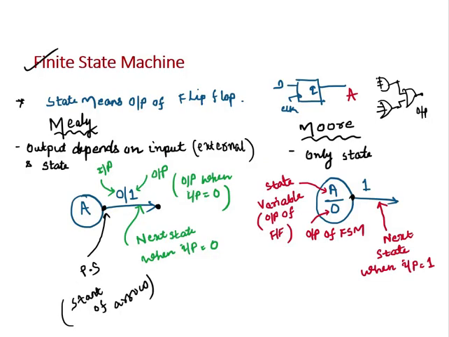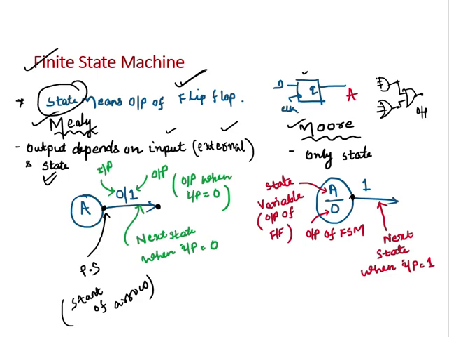As we know, finite state machines are of two types. One is Mealy and another is Moore. In Mealy, what happens? The output depends on the input and the state. Here the input does not mean the input to a flip-flop. Here input means some external input to the machine. And what is this state? In most digital books, they write state in a finite state machine. State actually means the output of a flip-flop. That you have to remember always.